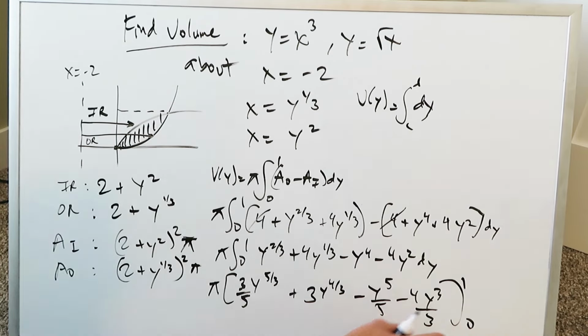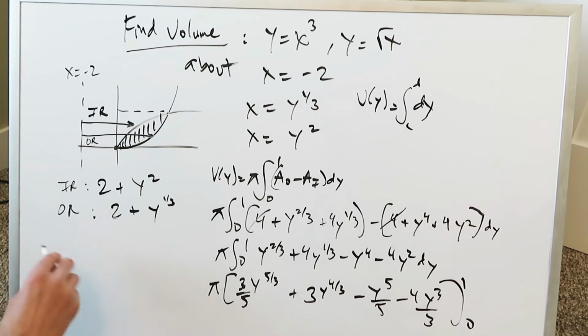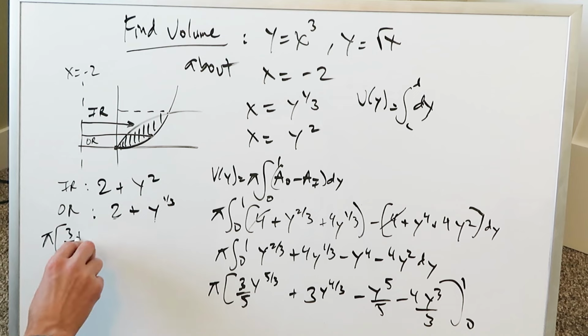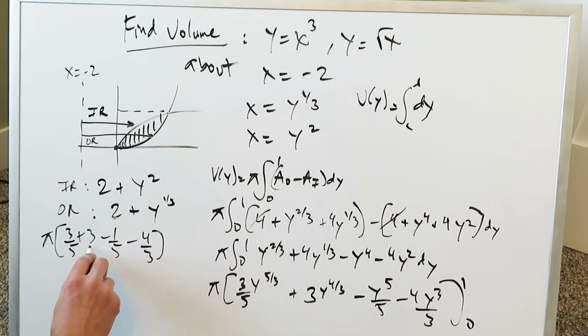Now, when you're putting in 1 and 0 as the upper and the lower limits respectively, the 0 is meaningless but the 1 is not. You're essentially just looking at 3 over 5 plus 3 minus 1 over 5 minus 4 over 3. And I want to do all of that right over here on the left side. I'll erase this because you don't need to see this part here. I really have a pi, and then I have 3 over 5 plus 3 minus 1 over 5 minus 4 over 3. That's exactly what I have.